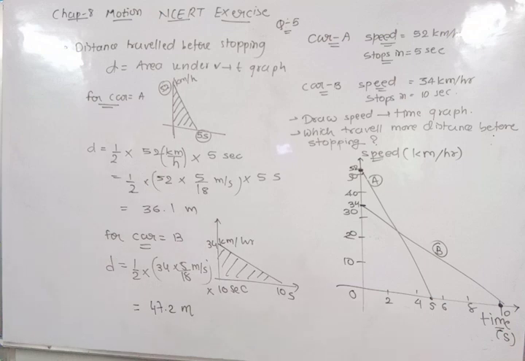Okay, so which car is covering more distance before stopping? Car B is covering more distance, which is 47.2 meter. Right? Let's quickly copy this down.